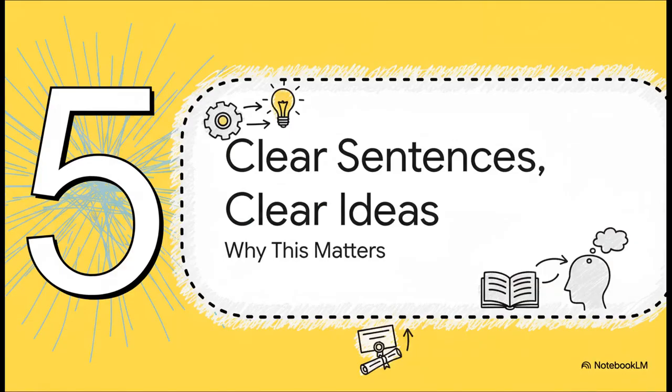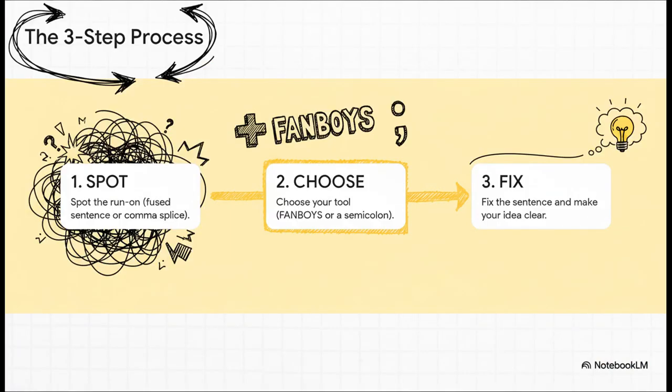Okay, so we've learned how to spot run-ons, and now we have two great tools to fix them. But why does any of this actually matter? I mean, this is about way more than just passing an English test. It really all comes down to this simple three-step process. First, you spot the run-on, that collision of thoughts. Second, you choose your tool. Are you feeling the comma plus FANBOYS combo or the elegant semicolon? And third, you fix it. And, just like that, you've transformed a confusing jumble into a crystal clear idea.